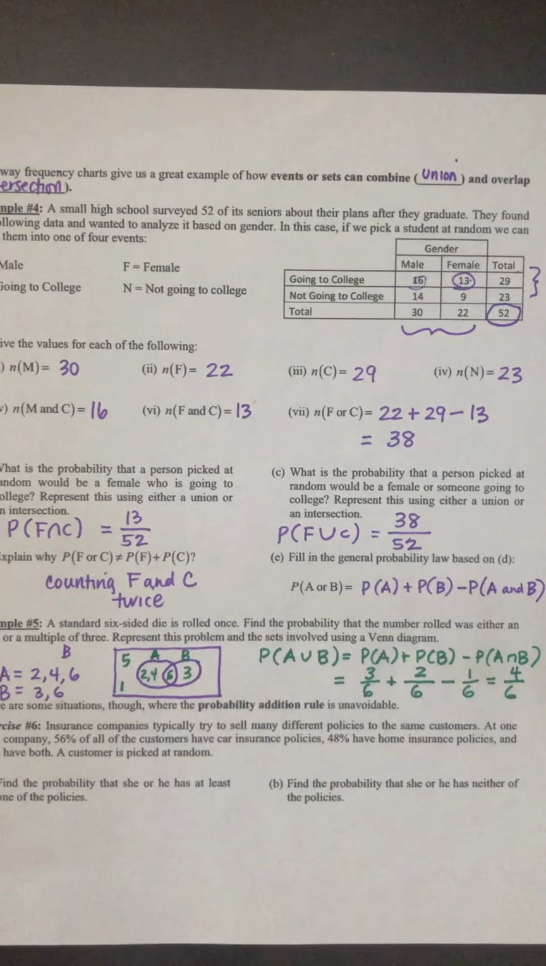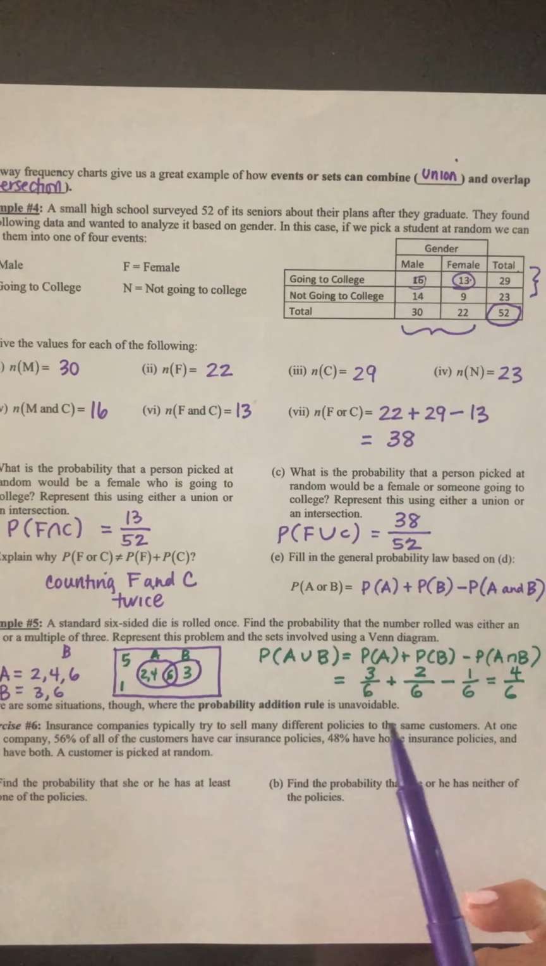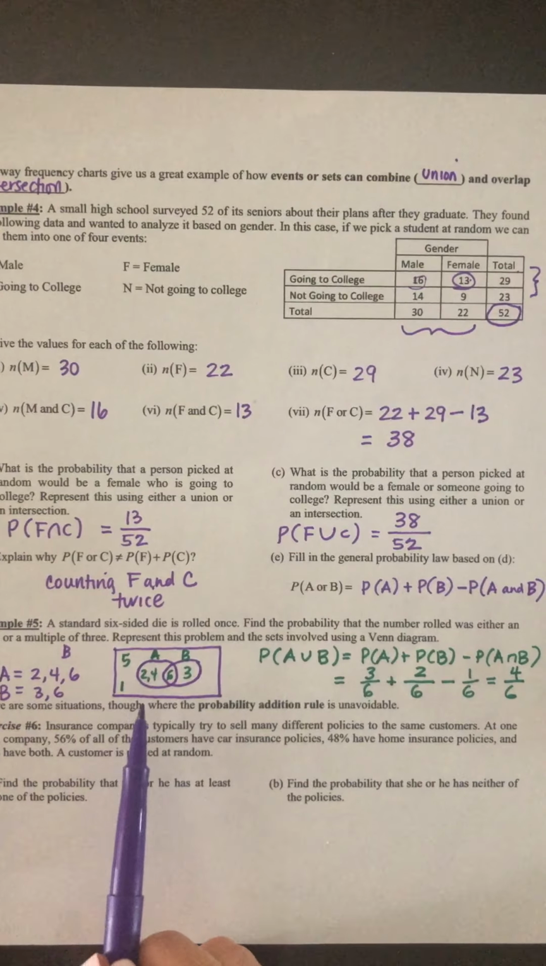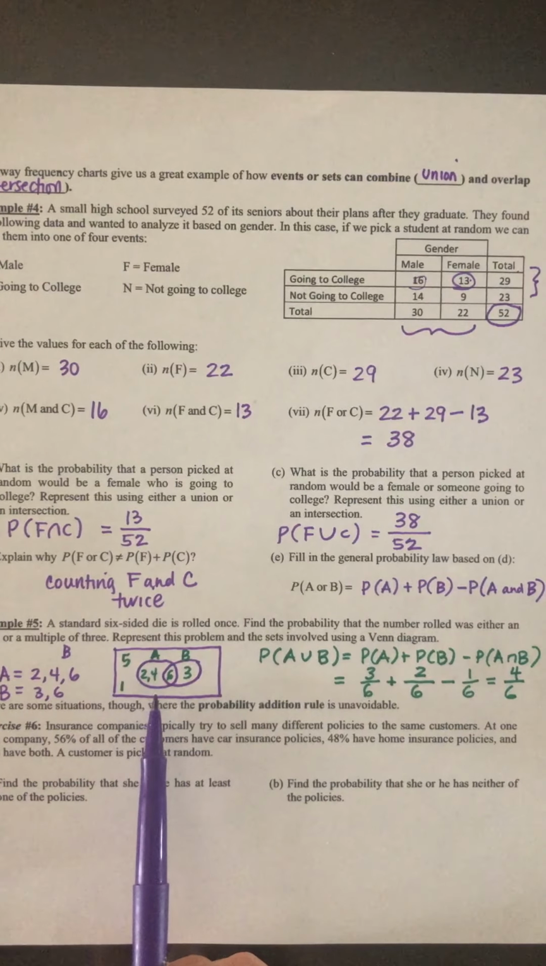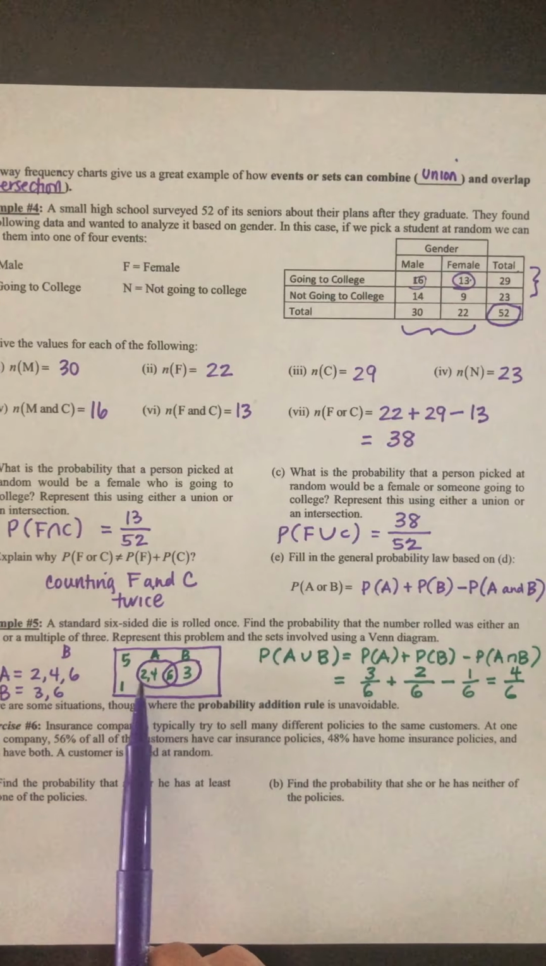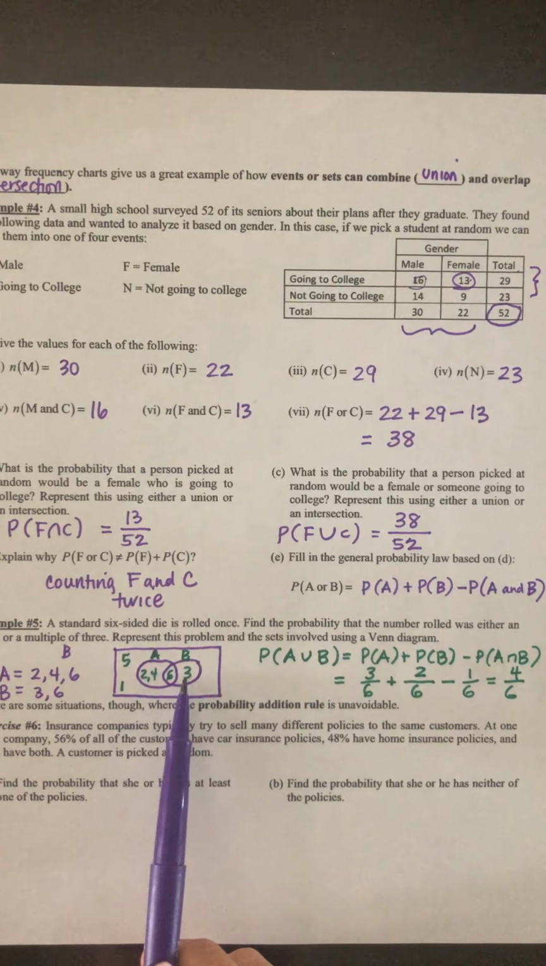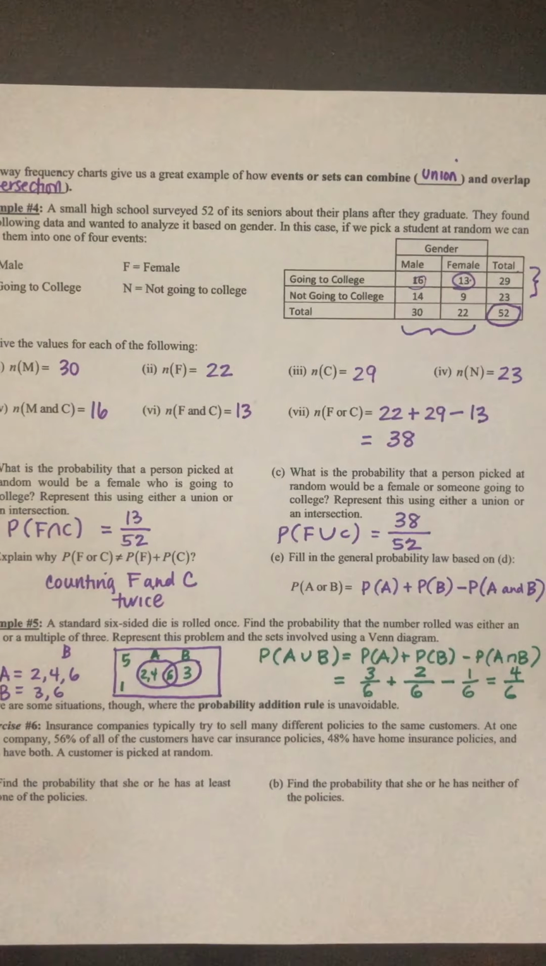So with example 5, we were able to do it with a Venn diagram. We can also do it with the formula. If you wanted to use just exclusively the Venn diagram, you would just count out all the elements inside the circles. There's 4 elements out of a total of 6, which matches here.